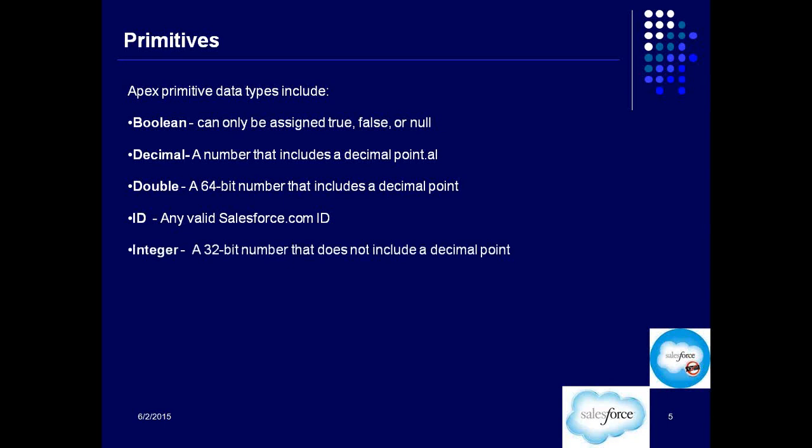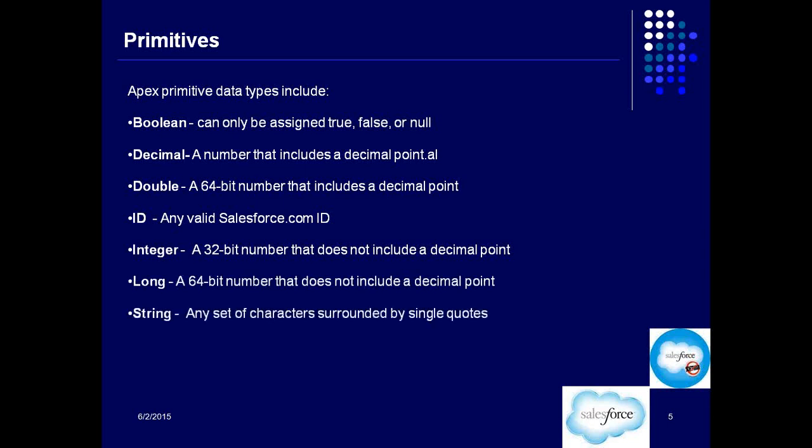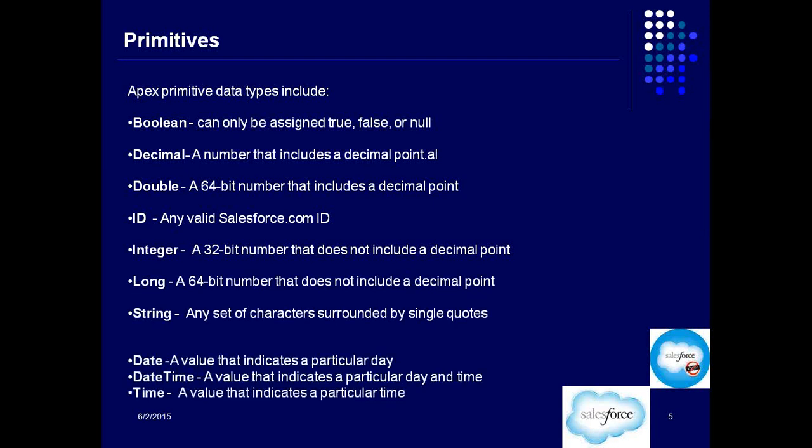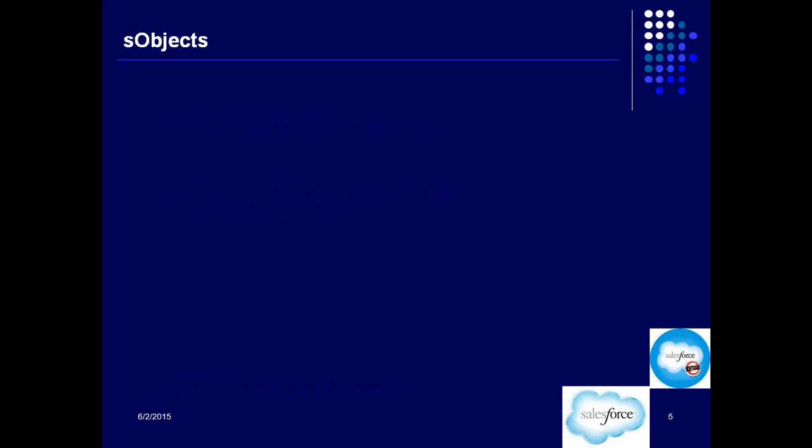So all these things I think you might have used in some other programming also. Long, a 64-bit number without decimal point. String, set of characters. Date time, time only, right? So these are all primitive data types, right, which are not very, very particular to the Salesforce database by any chance. So string, integer, decimals, booleans. So these are all primitive data types. We can define primitives in Salesforce programming, right? So while I'm writing a logic, I can define strings, I can define integers, I can define decimals, booleans, like this.